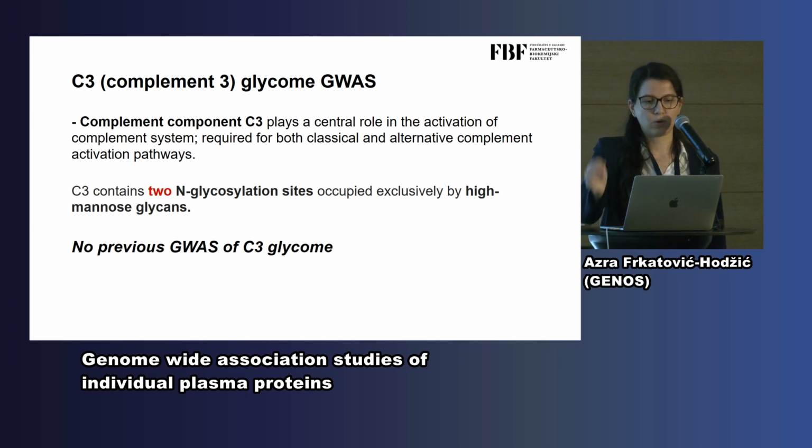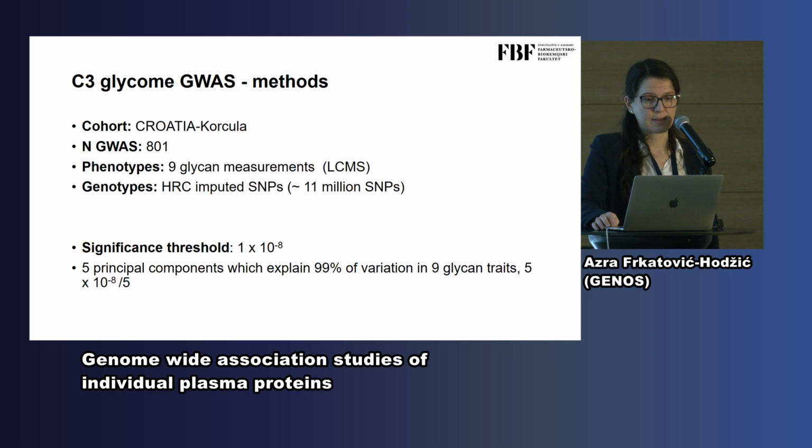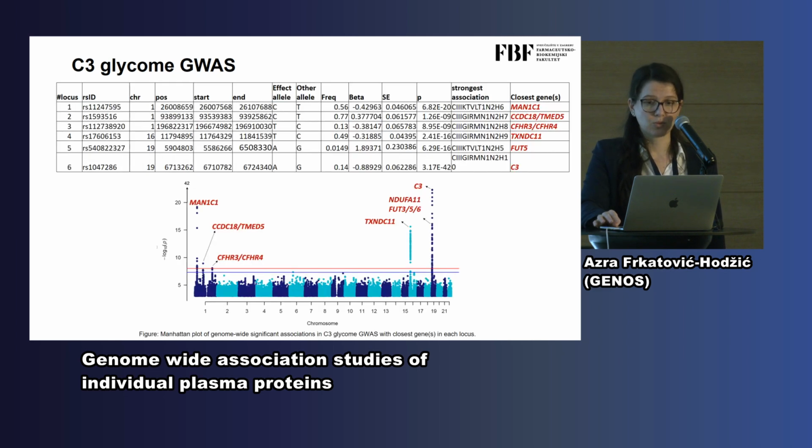C3 is complement component C3, which plays a central role in activation of the complement system. It has 2 N-glycosylation sites that are occupied exclusively by high mannose glycans. C3 glycosylation was measured in the Korčula cohort with around 800 samples in the GWAS, and for phenotype we had 9 glycan measurements, across 2 glycosylation sites in total.